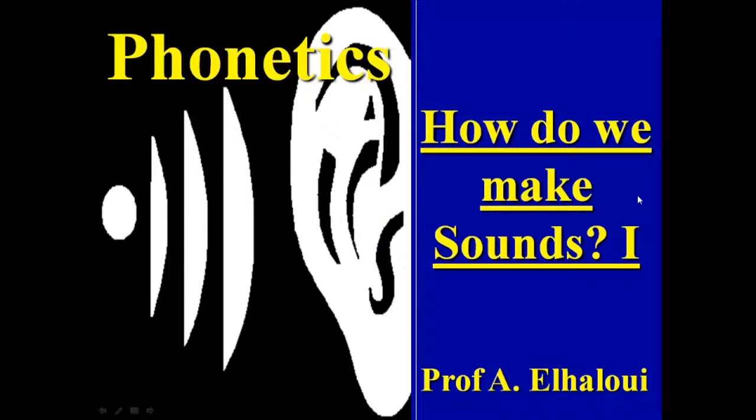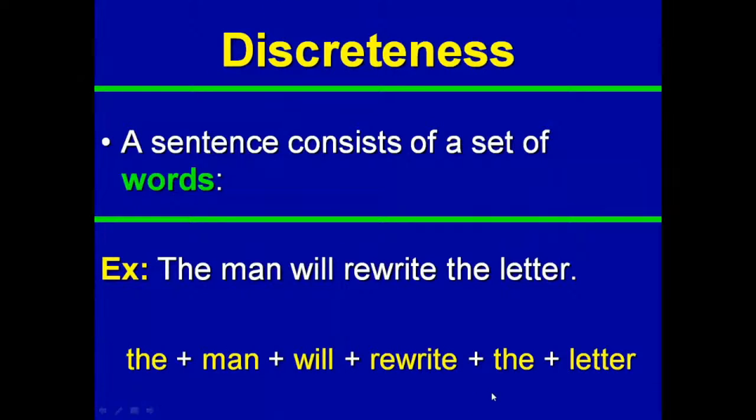When we talk about sounds, we include in it two major categories of sounds. We include both consonants and vowels. Of course, we have different reasons why we are going to deal with sounds, because of some features of language. And this feature of language which allows us the possibility to talk about sounds is discreteness.